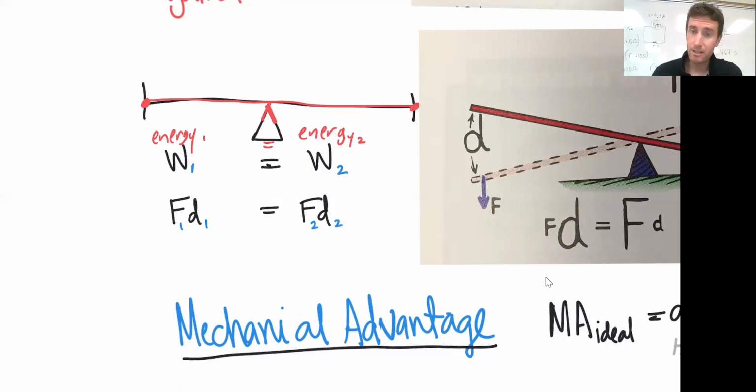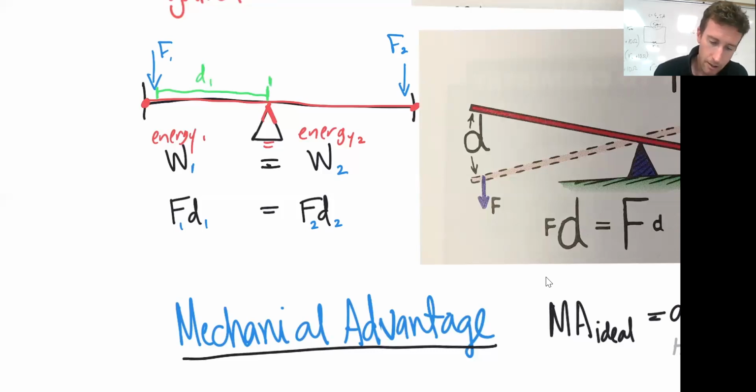And I can measure these forces and distances in a few ways. I could say, okay, this is my force on side one. And then over here, this is my force on side two. And then for distances, I could measure the distance from here to the fulcrum. That's the length, which is a distance for side one. And I could measure the distance from here out to side two. And that would be the distance for side two. So the force times the distance on the one side has to be equal to the force times the distance on the other side.